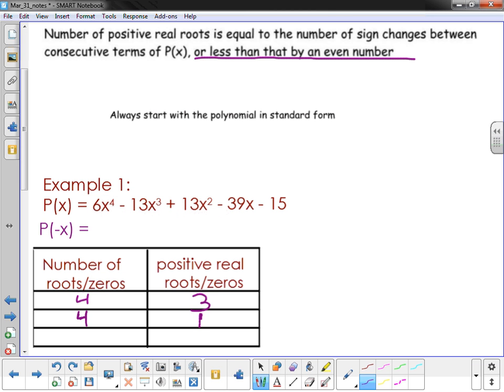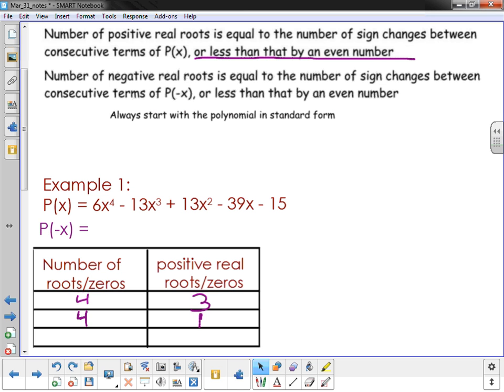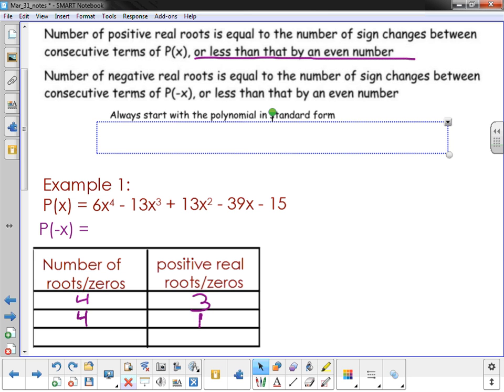Now, Descartes also said that you could figure out how many negative real roots there are as well. He says the number of negative real roots is equal to the number of sign changes between consecutive terms of p of negative x, or less than that by an even number. So I need to find p of negative x. In my example problem, I have p of negative x equals, but I don't have anything there. How do I figure out what p of negative x is?